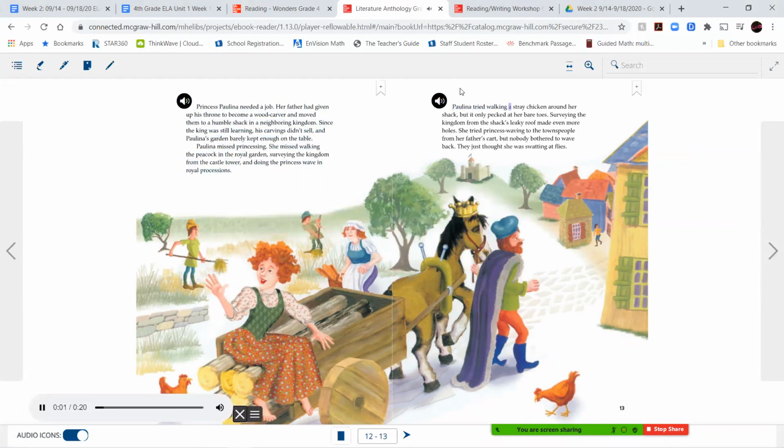Paulina tried walking a stray chicken around her shack, but it only pecked at her bare toes. Surveying the kingdom from the shack's leaky roof made even more holes. She tried princess waving to the townspeople from her father's cart, but nobody bothered to wave back. They just thought she was swatting at flies.